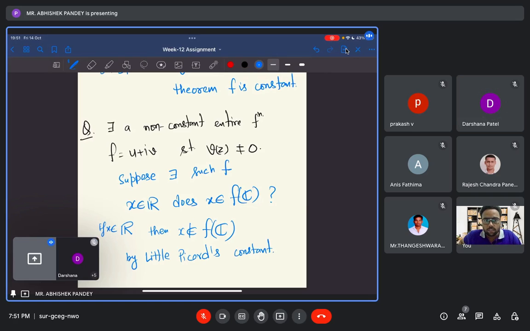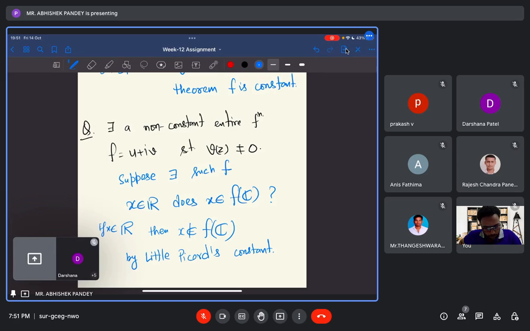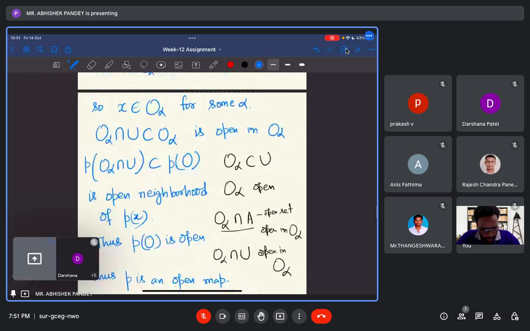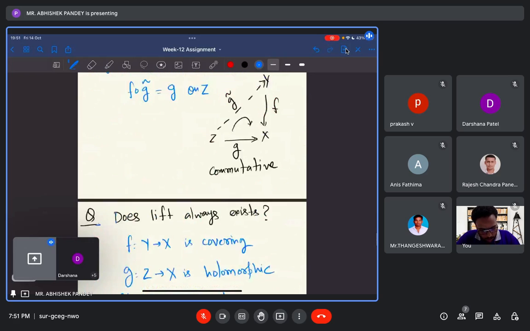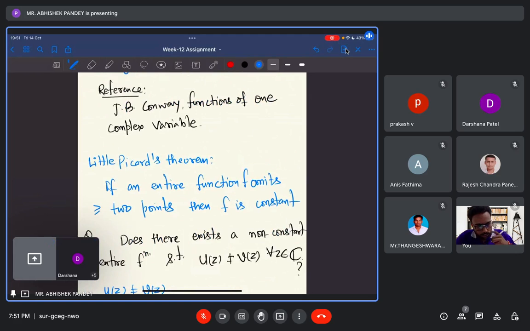Now you can understand this one. Yes sir. Okay, nice. So we are done with the week 12 assignment. If you have any doubt, you can ask. This is basically the last week, week 12. I've also given the reference where you can see more about covering spaces. Also, you can see Mankar's book, Topology.